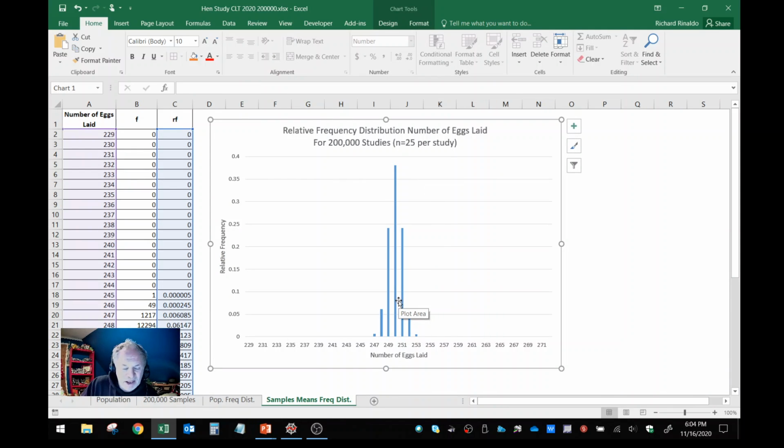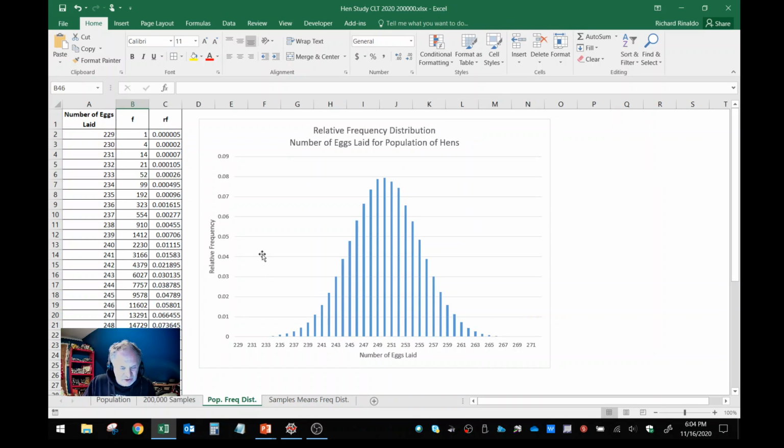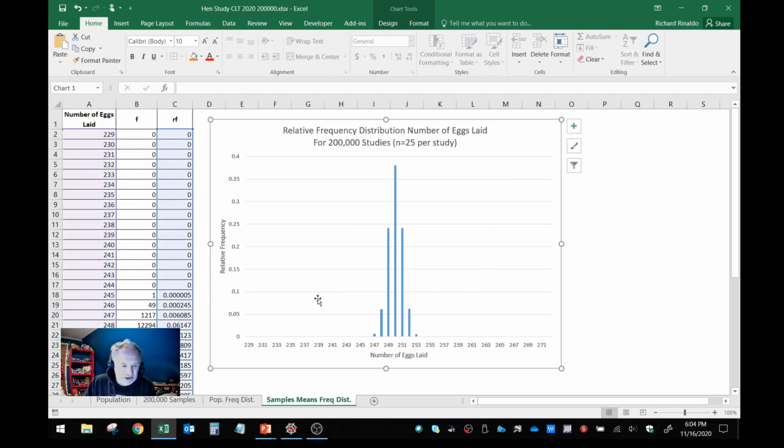Here's the relative frequency distribution for my 200,000 studies. These are 200,000 sample means, and each sample mean has 25 hens in it. There's what the distribution looks like. It's a lot narrower and more tightly clustered close to the mean of 250 than the population distribution here, right? So here's the population distribution of individual hens. Here's the distribution of sample means.